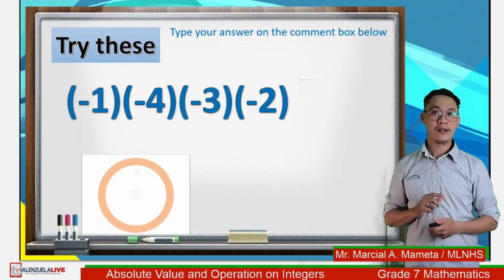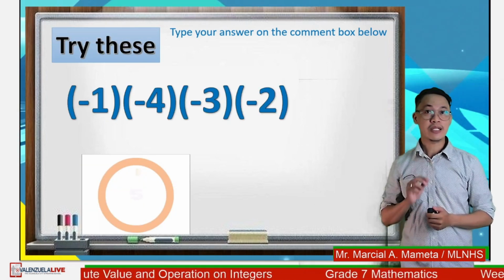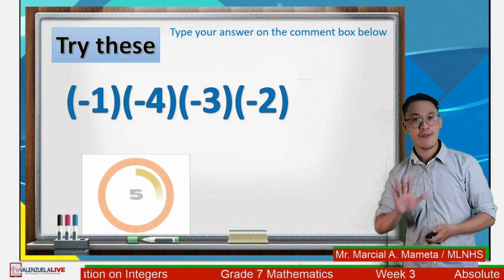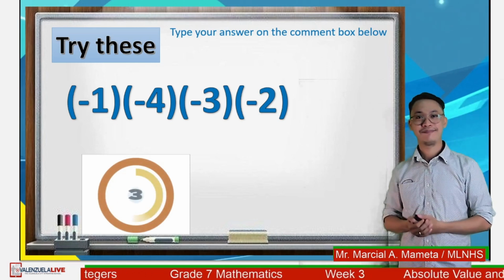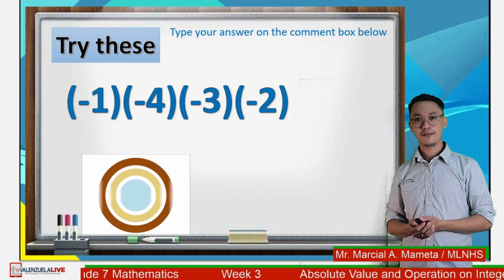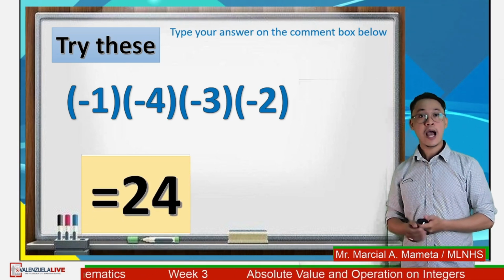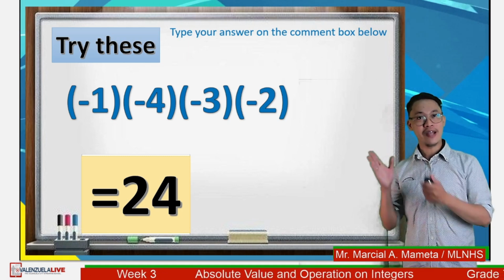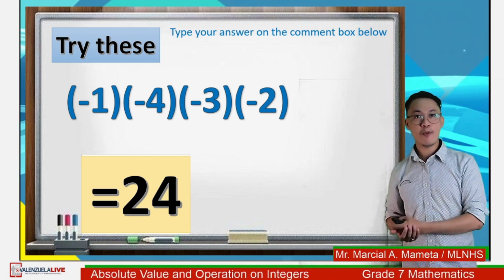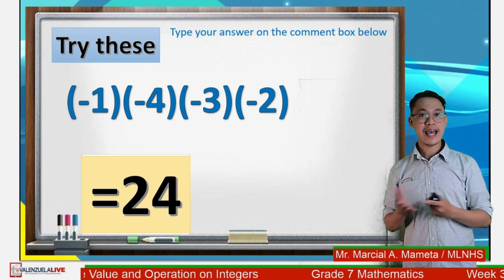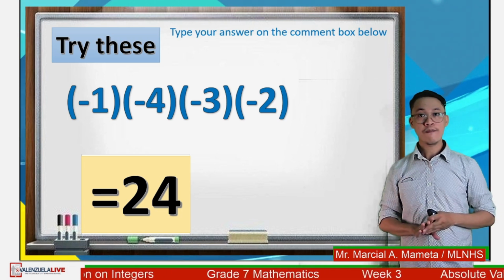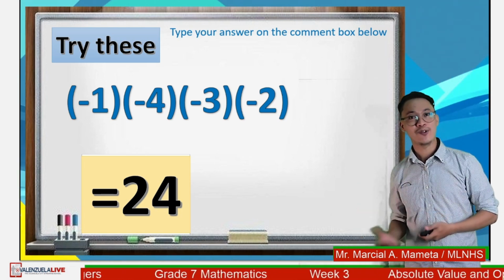How about this one? Negative 1 times negative 4 times negative 3 times negative 2. 5 seconds. The answer is positive 24 because negative 1 times negative 4 is positive 4. Positive 4 times negative 3 is negative 12. And negative 12 times negative 2 is equal to positive 24.